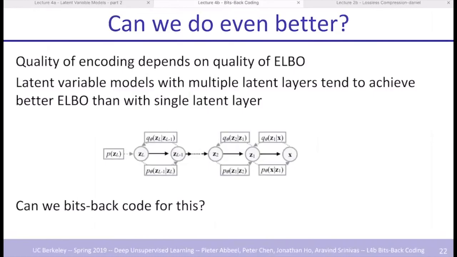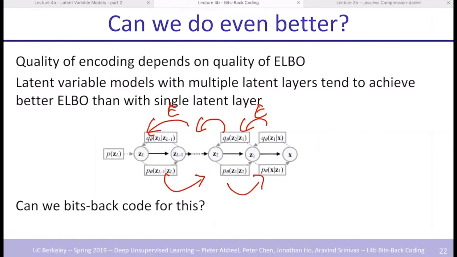What they say is that latent variable models with multiple latent layers tend to have a better ELBO than a single latent layer. So it means that we can do multiple layers of encoding. And in this way, we are getting a better lower bound. And for the decoding, we are just doing it in reverse order.